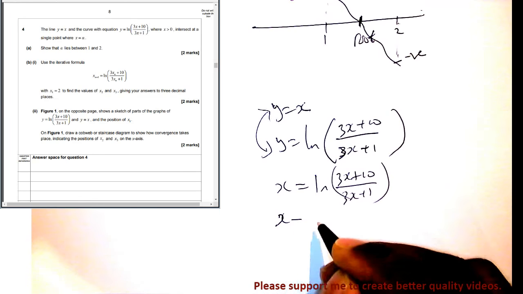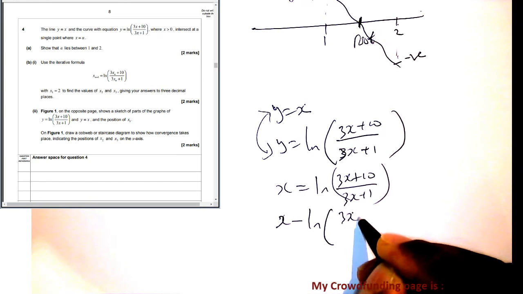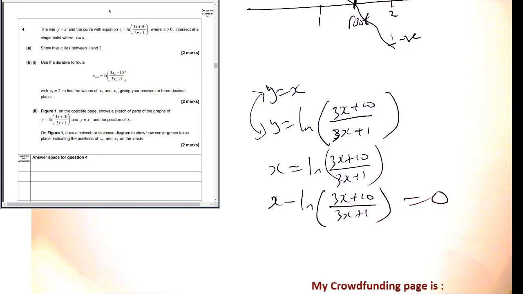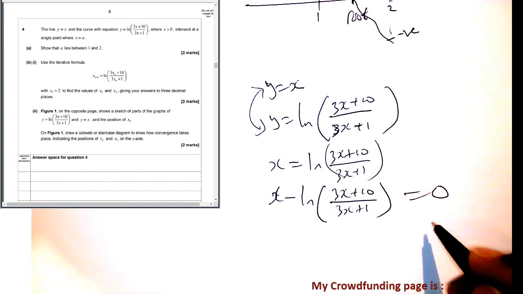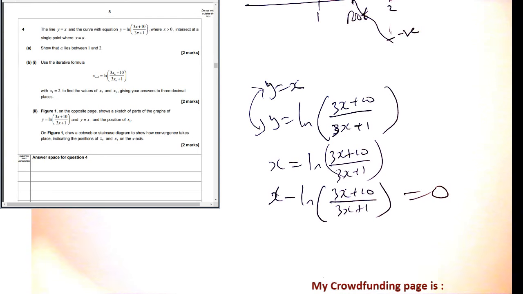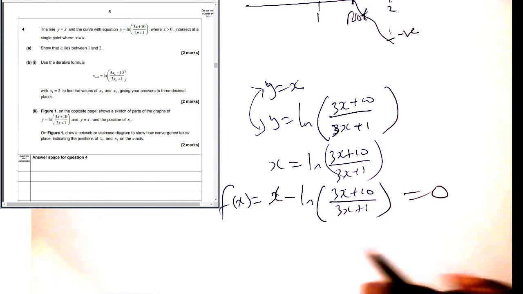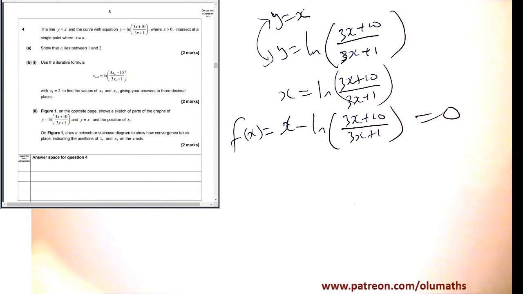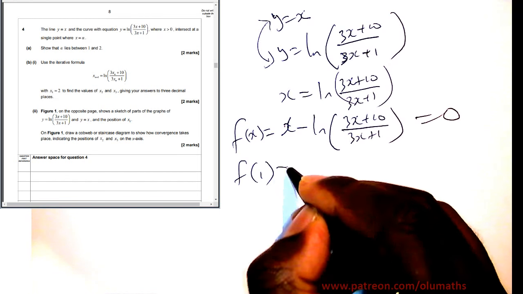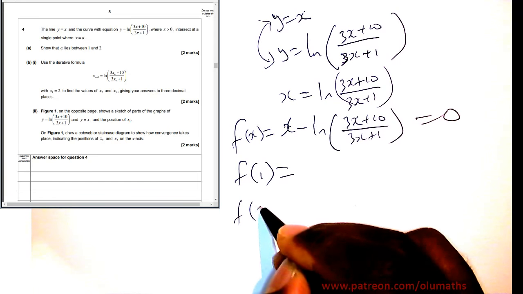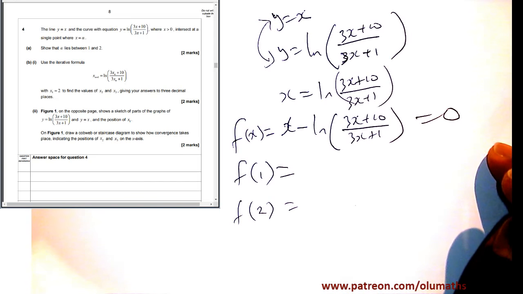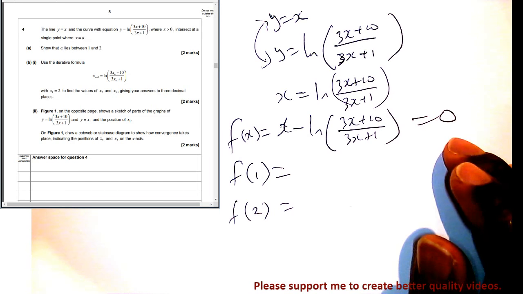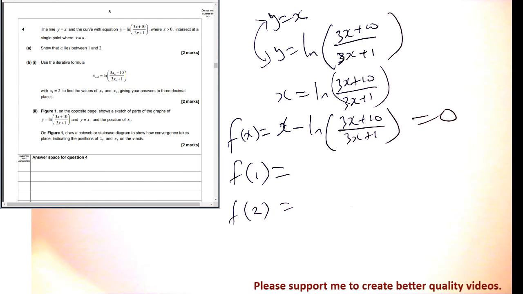So x minus ln of all that must be zero. And whatever x is, for that to be zero, is called the root. So that means this is actually a function of x, which we can find the root of. But we don't know how to find the root, so we're going to test two points, when x is 1 and when x is 2. One of them must give us a positive number instead of 0. The other one must give us a negative number instead of 0. And that tells us that we've crossed over the root.